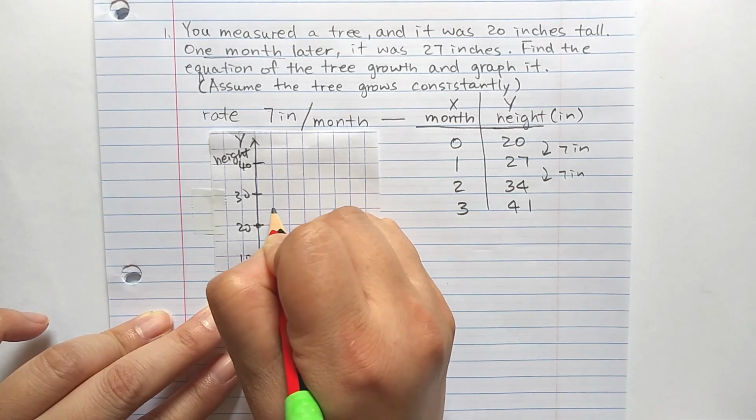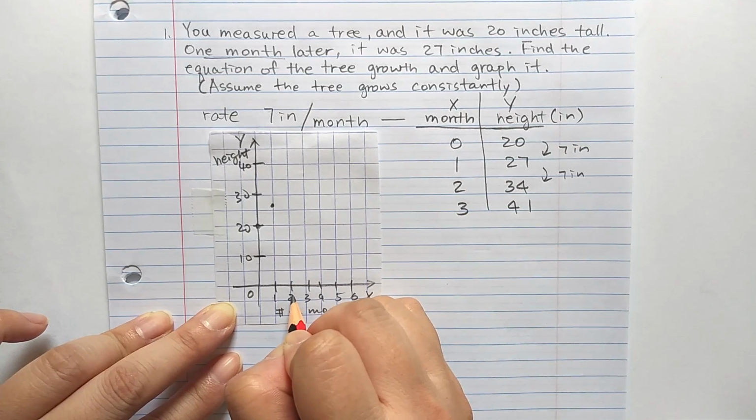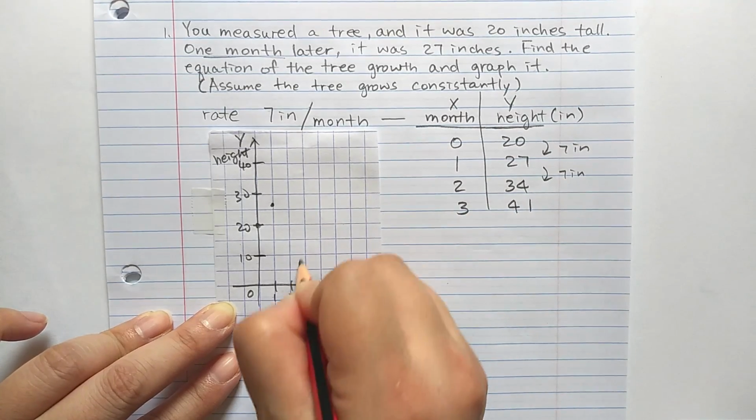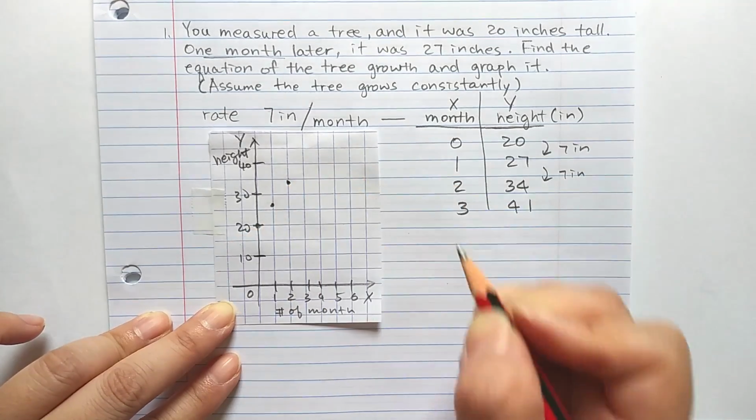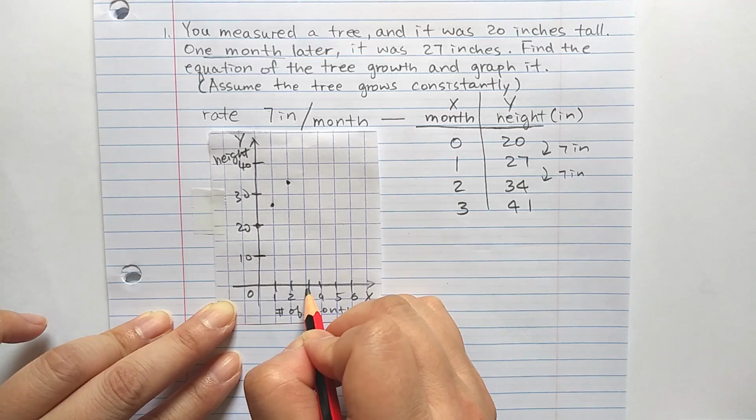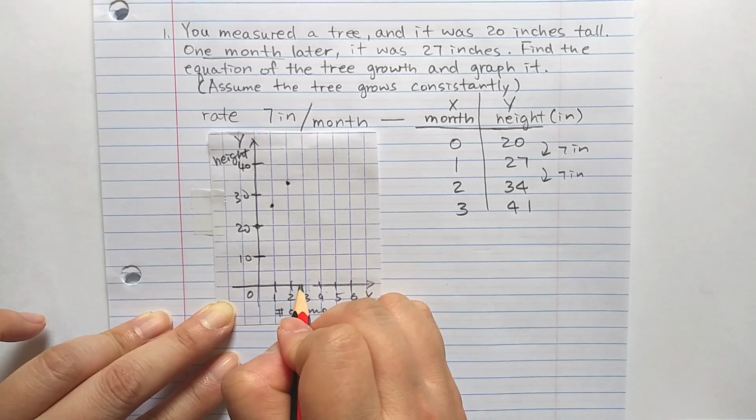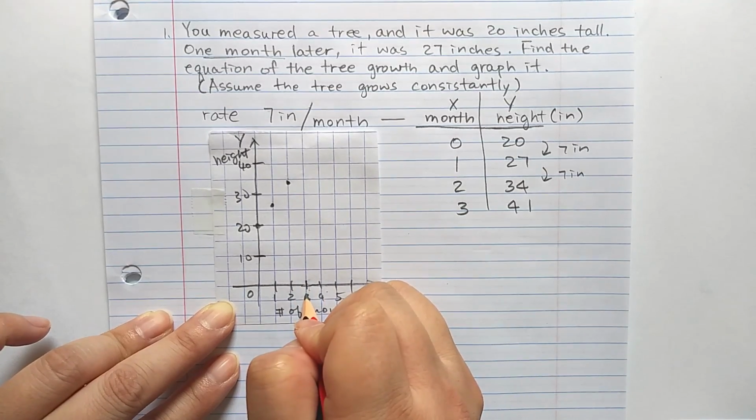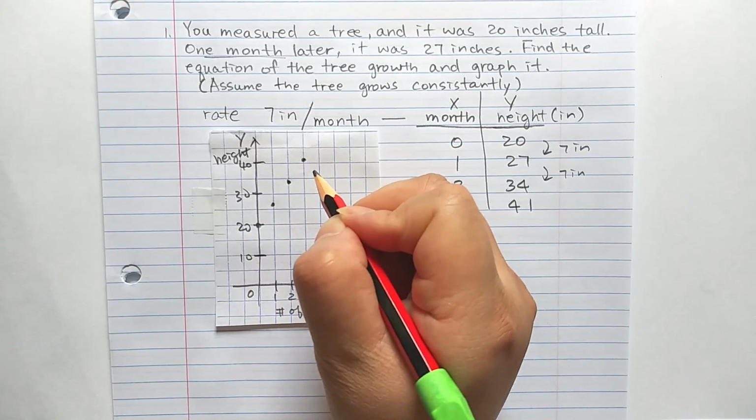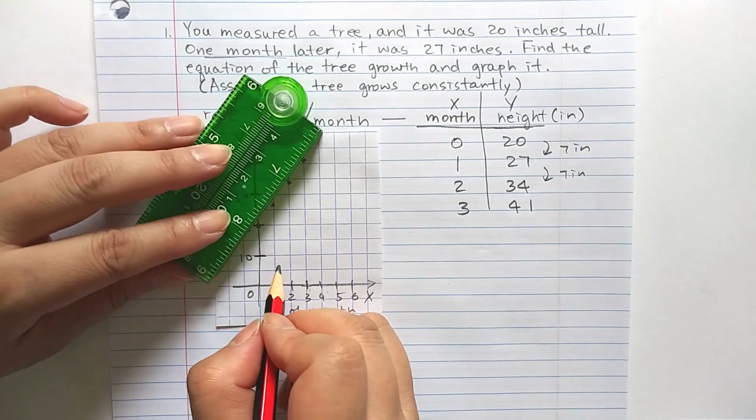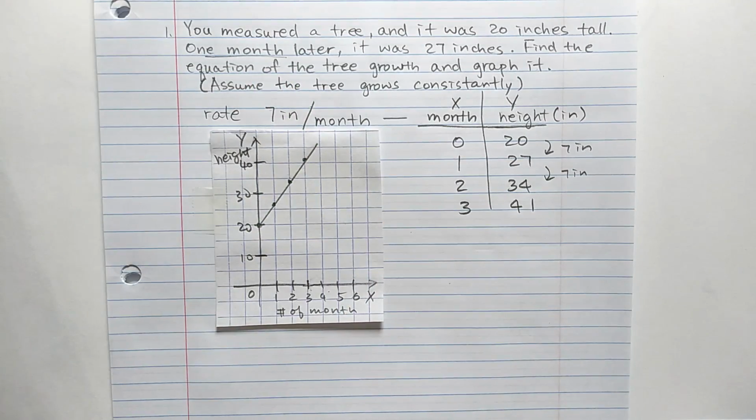For the month 1, it is 27 inches. Here is 20, 25. So a bit higher than 25. For the month 2, it is 34 inches. Here is 35, so a bit less than 35. For the month 3, it'll be 41 inches. Let's put it on the right mark. So for 3, it is 41. It's a bit higher than 40. And draw a line. And here is the graph.